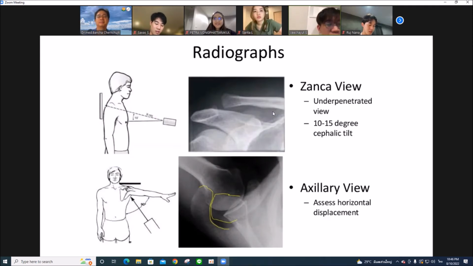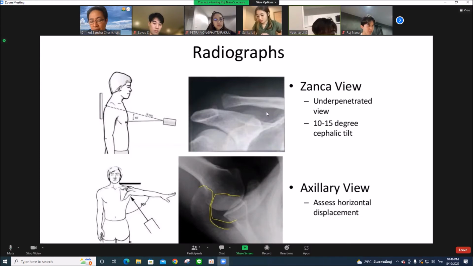Yeah, okay. To my understanding, you can measure the AC joint, and it's usually less than 5 millimeters. If it's more, you can suspect AC ligament injury. You use the different views to confirm the measurement. Because the displacement is three-dimensional, in the AP view you can see the superior-inferior displacement. For the axillary view, you can see the anterior-posterior displacement, especially in type 4, where the clavicle moves to the back.